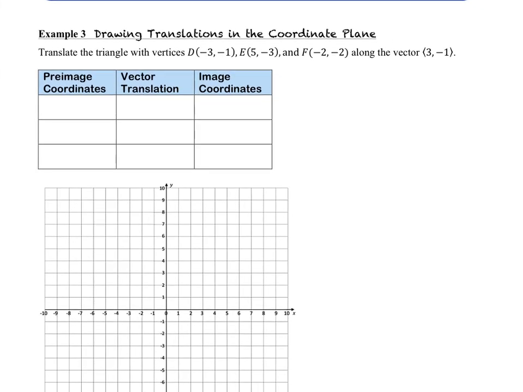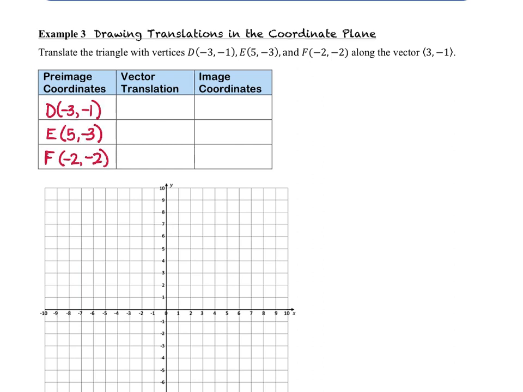Example 3 says we're going to be drawing translations in the coordinate plane, and our instructions say translate the triangle with vertices D, E, and F along the vector 3, -1. The 3 indicates the x direction, and it's going to go in the positive x direction 3 units. The -1 is the second coordinate, the y direction, so in the vertical direction it's going to be going down 1 unit. Let's go ahead and start by listing the points under pre-image coordinates.